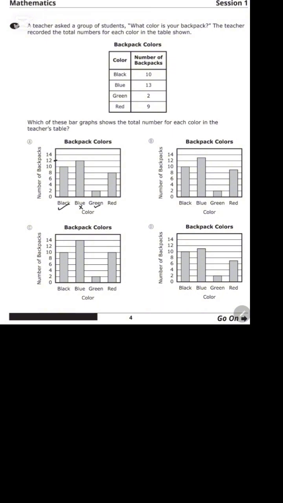While for the last one, which is the red, in the table we have 9 red backpacks, but the graph indicates that there are 8 of them, okay? Just as we have here. So there are 8 of them. So this shows that the value for the red as shown in the graph is not correct. So for us to get the correct answer, all the values in the table must tally with the values in the bar graph. If any one is not correct, that means that option is not the correct answer. So looking at this, option A is not the correct answer.